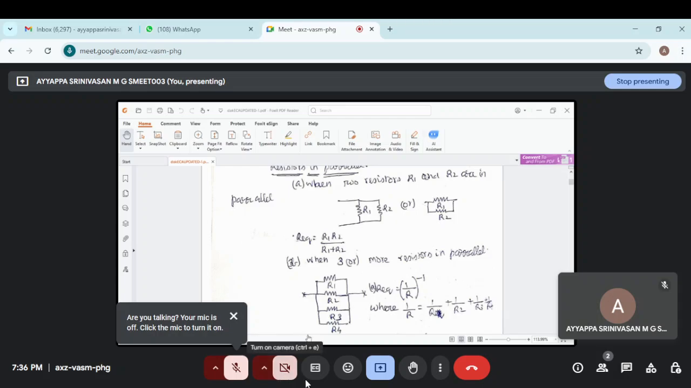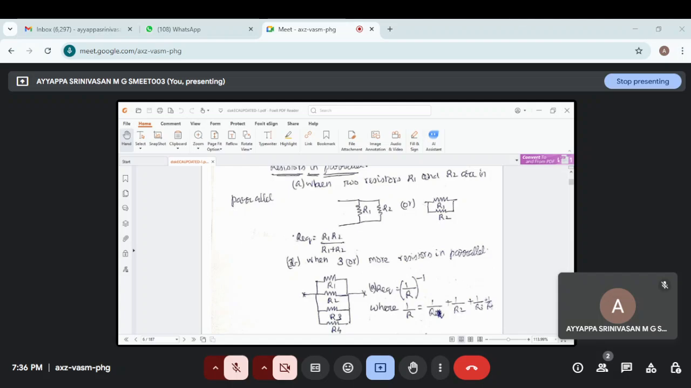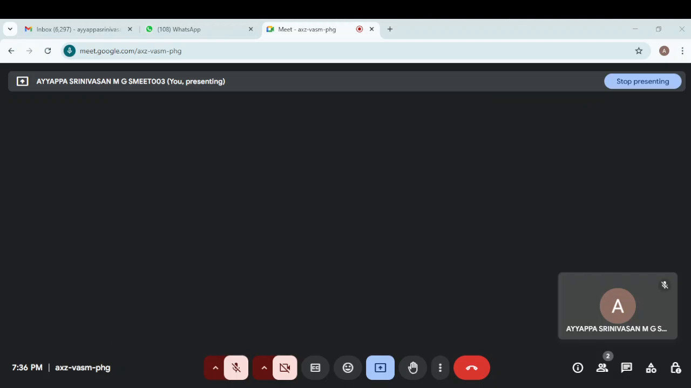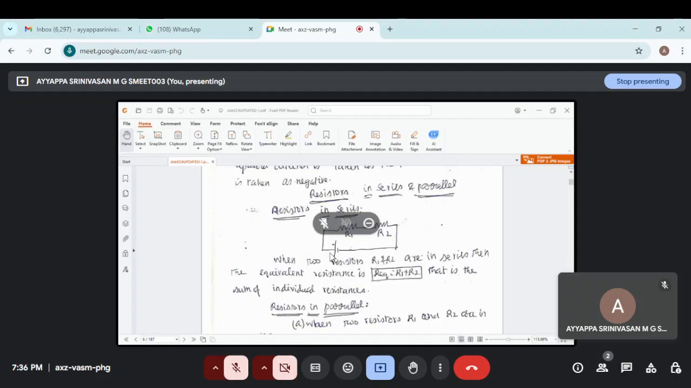The only way is to analyze whether the same current flows through them or not. For example, if you take this one, you can find that the current starts from the voltage source, then flows through R1, R2 and returns. So the same current flows through it. Whenever the same current flows through two resistors, they are said to be in series.